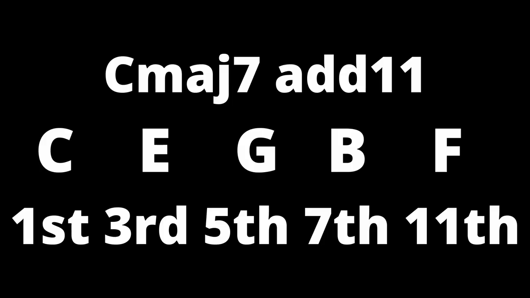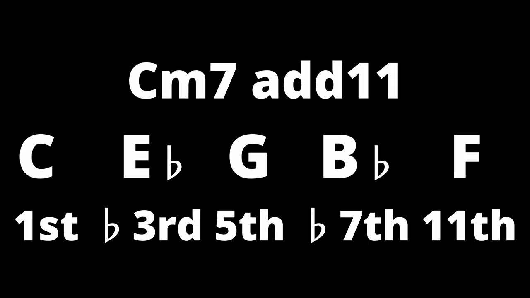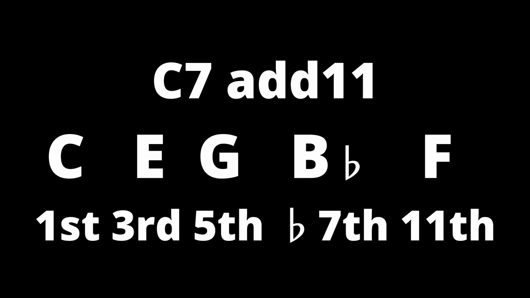The C major scale has the following notes. If you add this 11th note F to the C major 7th chord, then you get a C major 7th add 11 with the notes C, E, G, B and F. The C minor 7th add 11 has the notes C, E flat, G, B flat and F. And the C dominant 7th add 11 chord has the notes C, E, G, B flat and F.